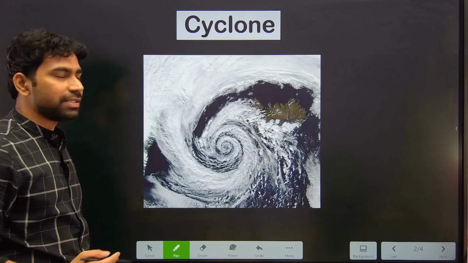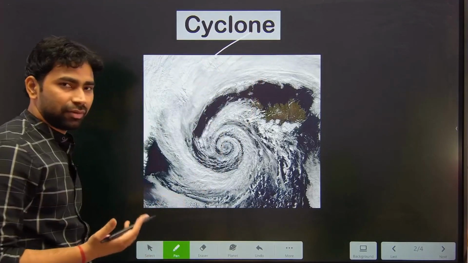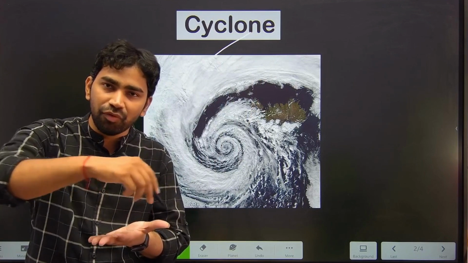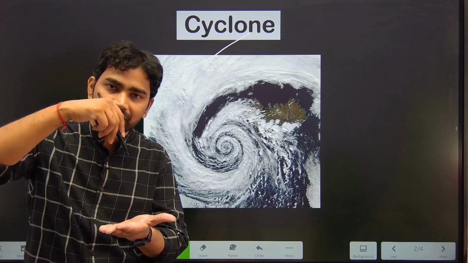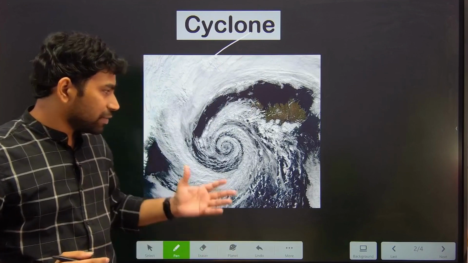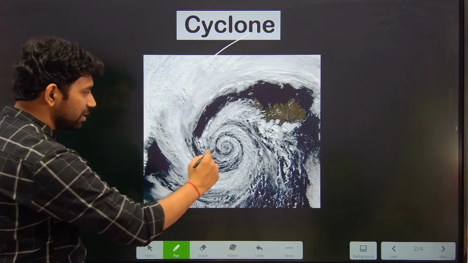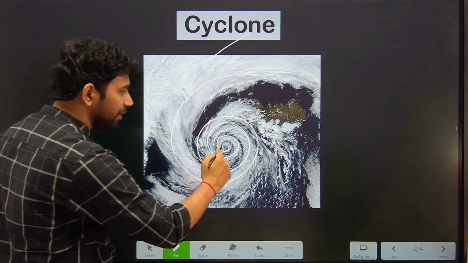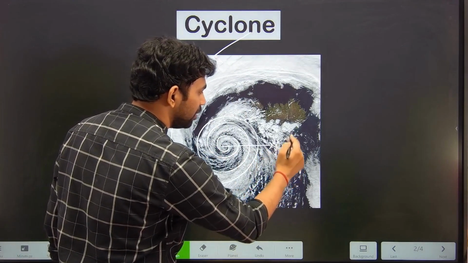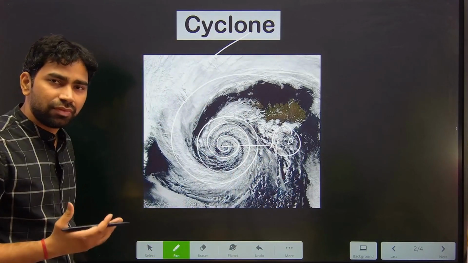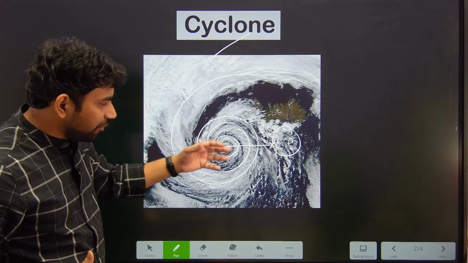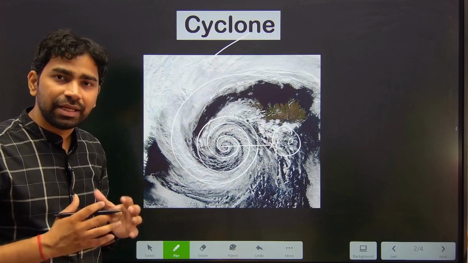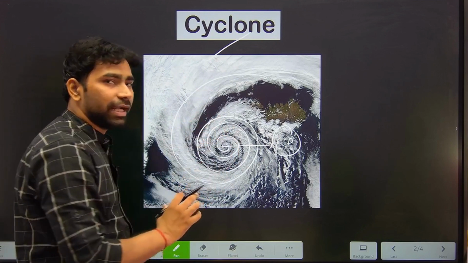Now the first question is, what is a cyclone? If we go with the basic definition of this term, it is the cyclic movement of air around a low pressure zone. As you can see from this diagram, this is the cyclic movement of air, and in between, at the center, there is a low pressure. So we can say that the first and foremost condition for the cyclonic like condition is the creation of a low pressure zone at the center.